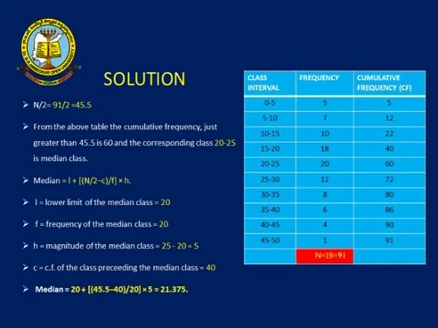This is the cumulative frequency sum. The total sum is also 91. Next, the second step: find the n/2 value. n is 91, so 91/2 is 45.5. Next, from the above table, take the cumulative frequency just greater than 45.5.